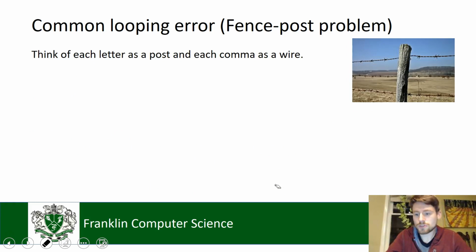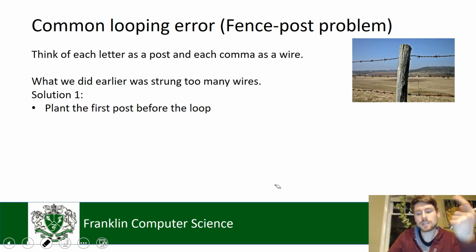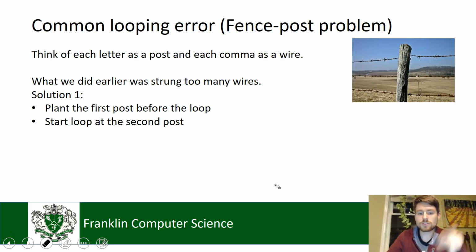Okay, so like I was saying, you can think of each of those letters as posts and each comma as a wire, stringing one letter to the next. And we strung one too many wires, right? We did a post, comma, or a letter, comma, letter, comma, letter, comma. So we ended with a comma when in fact we just wanted to end with a letter. So here's one way to fix this. You plant the first post before the loop, and then you start the loop at the second post, right? You don't want to start at the first post, you want to start at the second now.